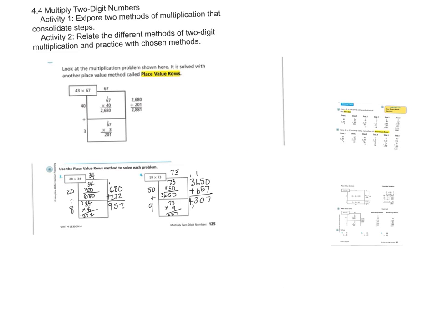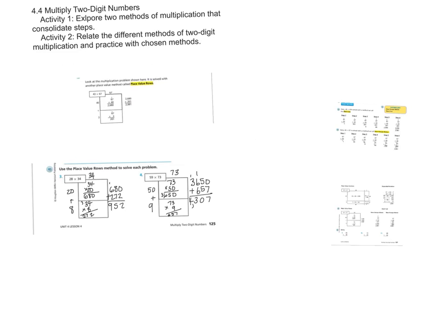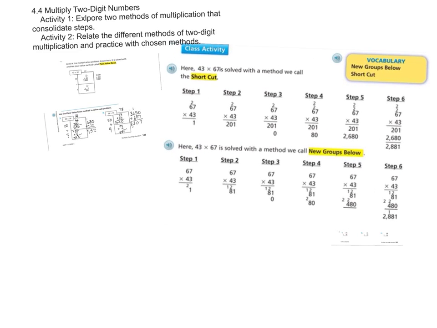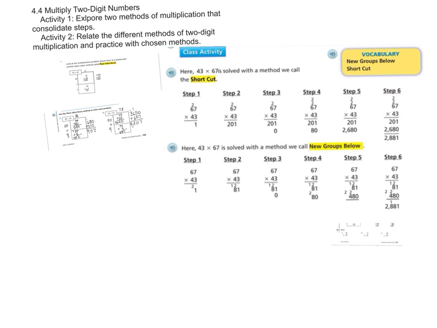So now we're going to look at yet another technique or method for multiplying, but this could be the one that you really find is the most efficient way. It's the shortcut method, and it's drawn it all out here for you so you can see how it's done. And there are 2 different ways to do the shortcut method. The first way is new groups above, and the other one is new groups below.